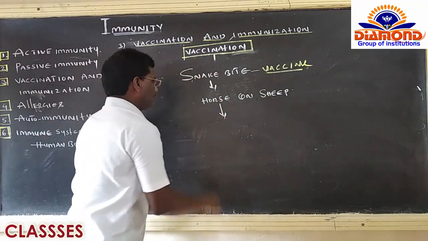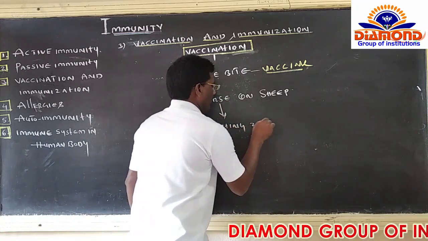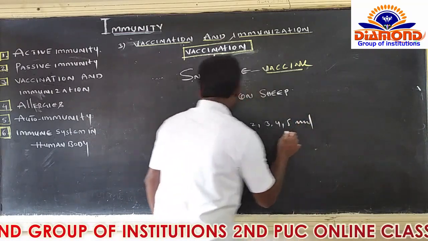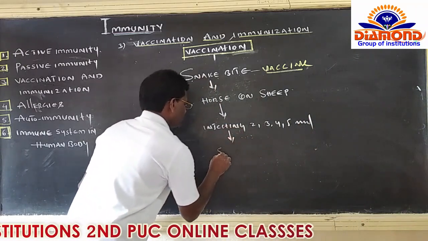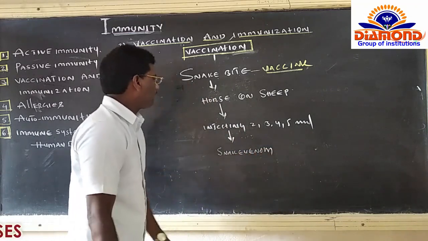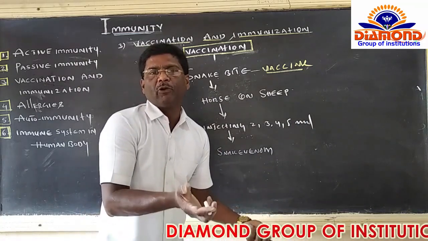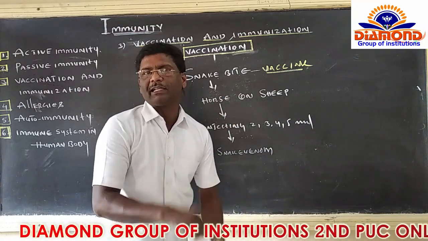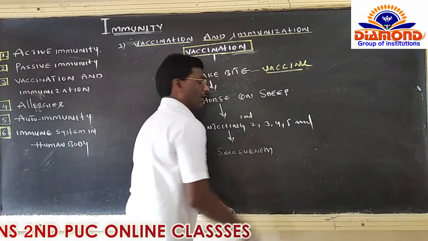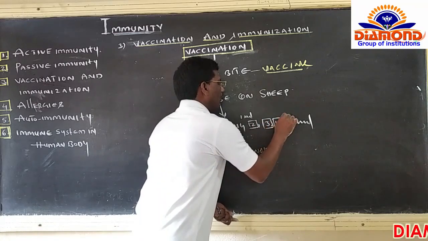Daily they are going to inject 2 ml, 3 ml, 4 ml, 5 ml, like this, snake venom. If you inject a huge amount of snake venom at a time inside a buffalo, goat, sheep or horse, they will certainly die. But here the process is not like that. On the very first day they inject 1 ml of snake venom. On the second day 2 ml of snake venom. On the third day 3 ml, 4 ml, 5 ml.